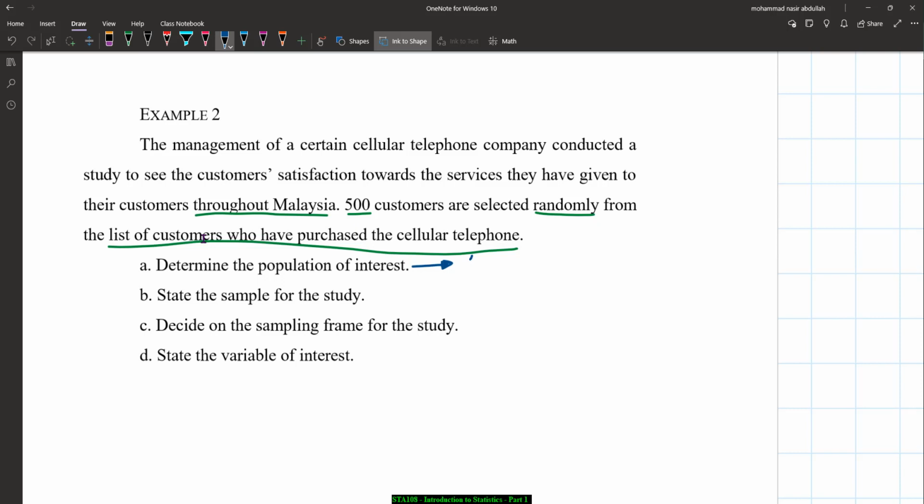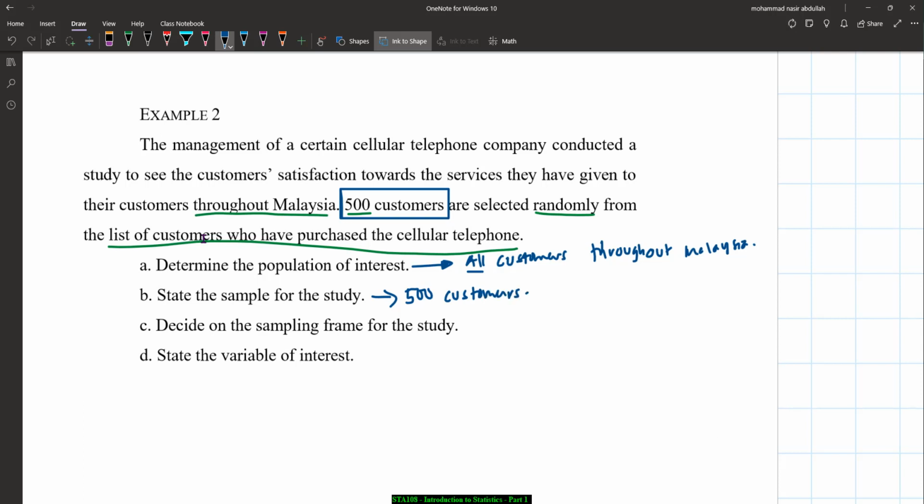Yes, yes. All customers throughout Malaysia lah. Right. So mesti ada magic word lah, all. Okay. So what is a sample of the study? Dia sebut clear kat sini kan. You just pick the value yang dia bagilah. You just extract the value from the information from the statement. 500 customers.